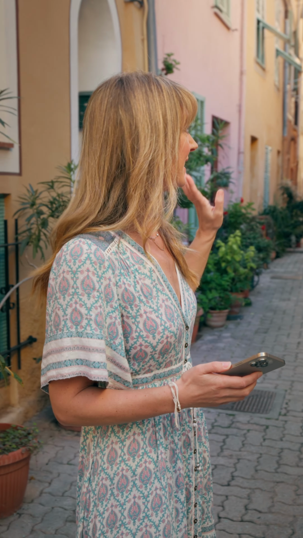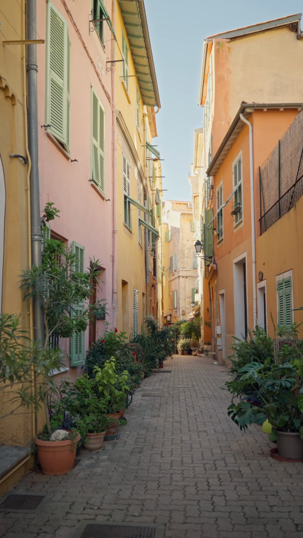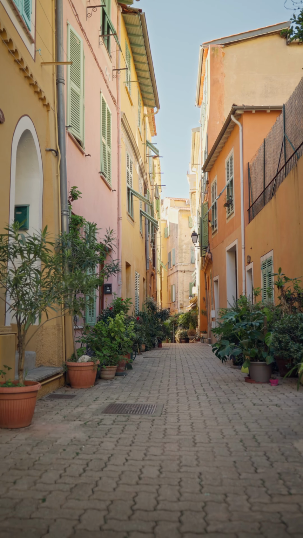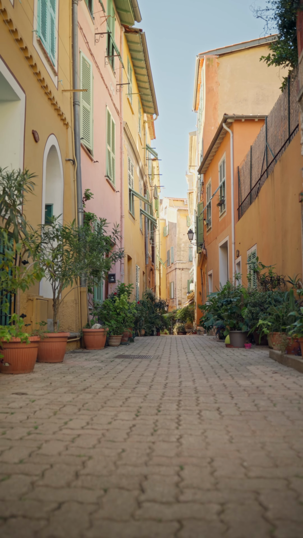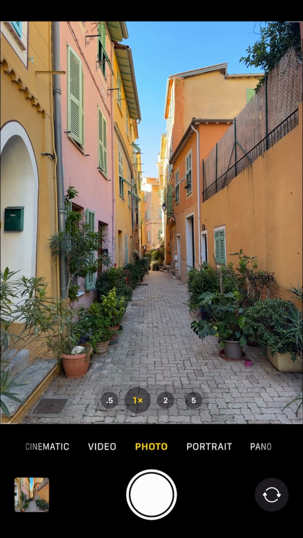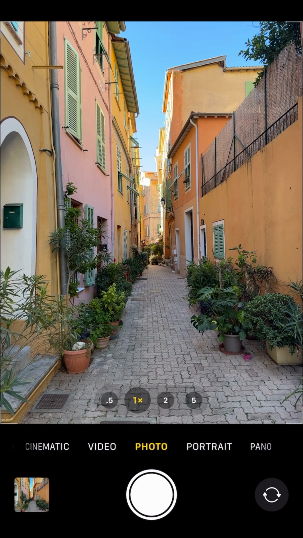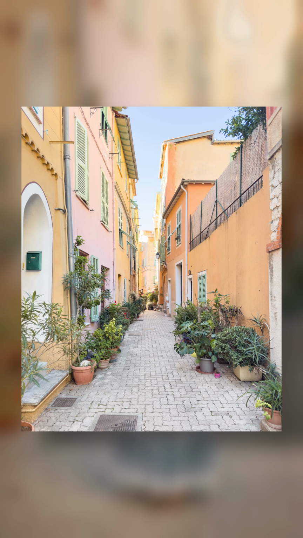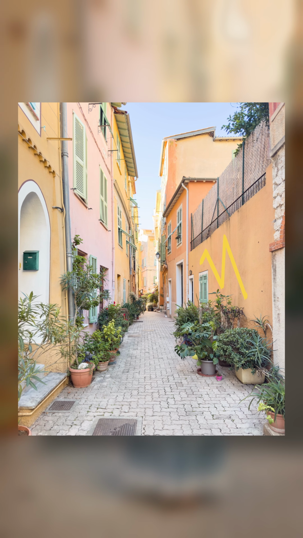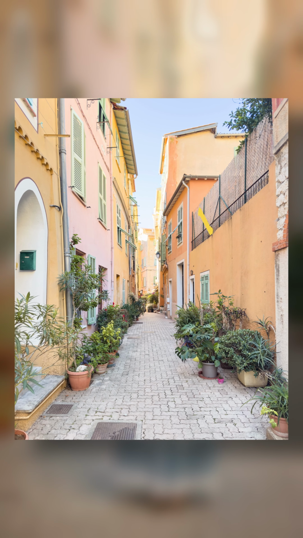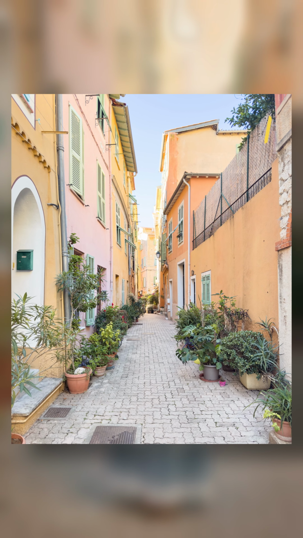This narrow street is a great example of how a central composition should really work. We've got really nice leading lines which almost lead to a vanishing point at the end of the street. But actually, as you can see if I take this photo, this wall on my right is not that interesting, and there's quite an ugly fence up there.